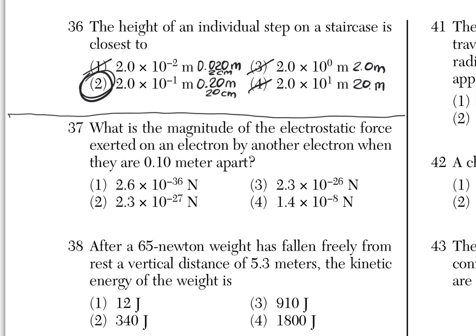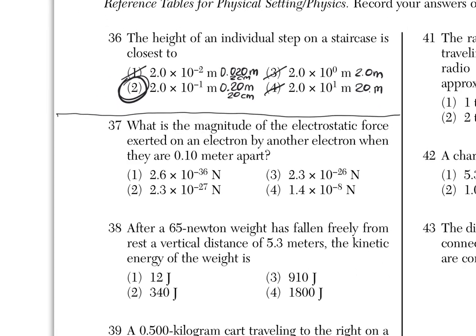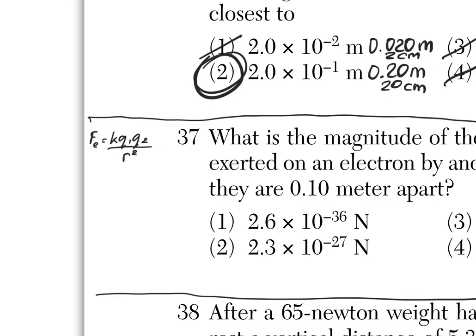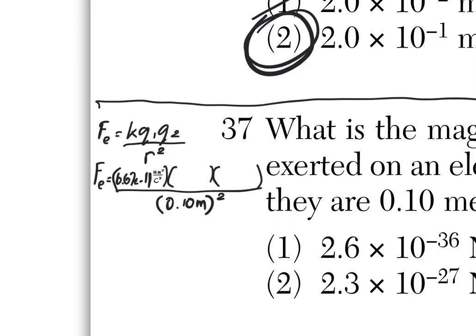All right, 37. Electrostatic force on an electron by another electron when they are 0.1 meters apart. So we did universal law of gravitation before. Now we have 2 electrons. Let's see, 1 electron and then another, and they are 0.1 meters apart. Coulomb's law. So for the charges, we have 2 electrons. The electrons are 1 elementary charge, which is 1.6 times 10 to the negative 19 coulombs.